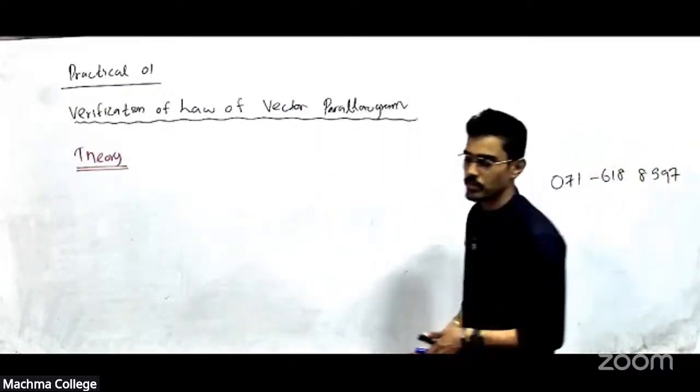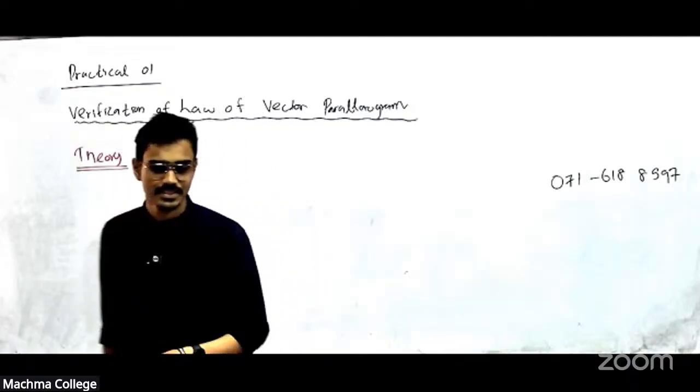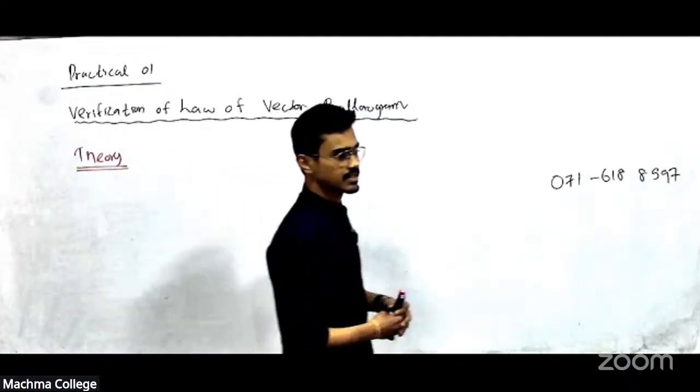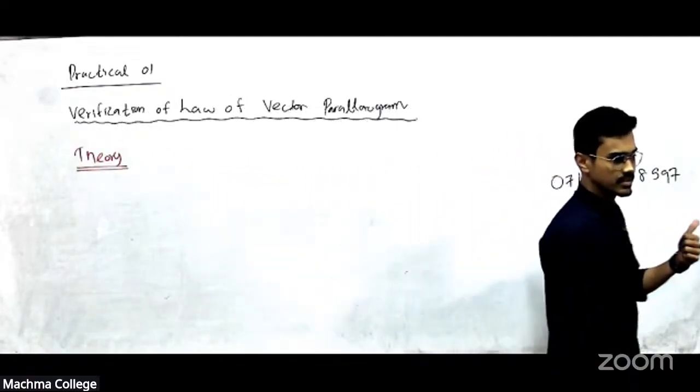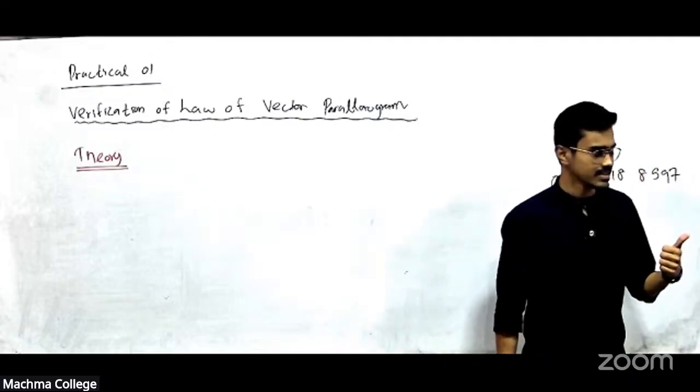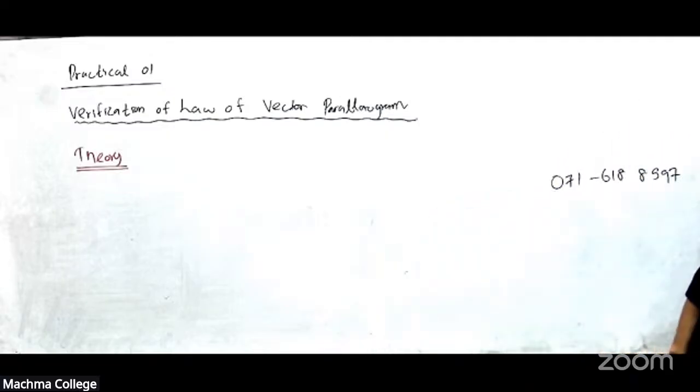Yeah. How many vector laws we have? One? More than one? No idea. Three.